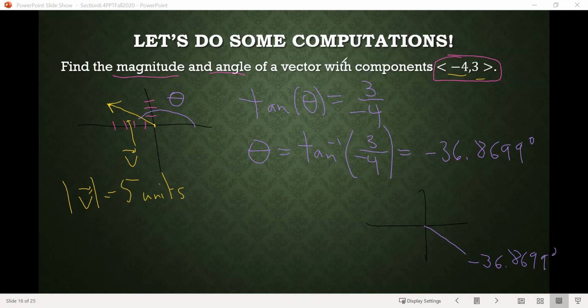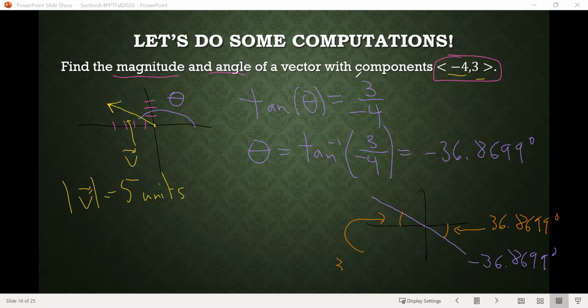And so we use its reference angle, which would be the angle it forms here with the horizontal, which in this case will be positive 36.8699 degrees. And we use that as a reference angle to find the corresponding angle in the second quadrant. So we know our angle's got to be up here. It's got to have the same reference angle as that one down there.